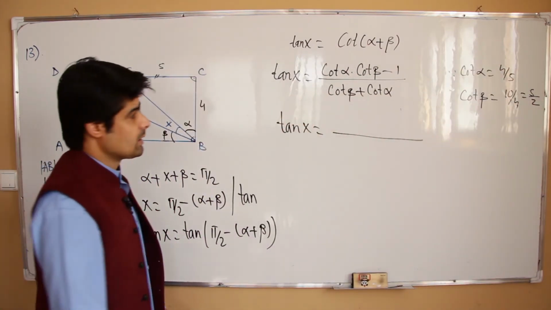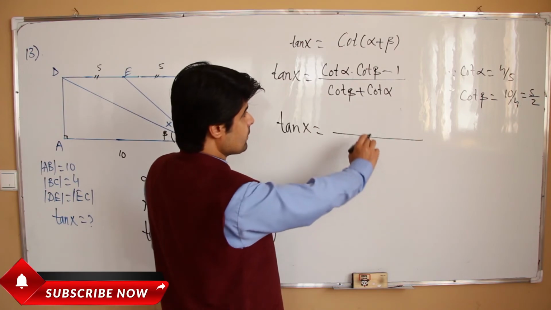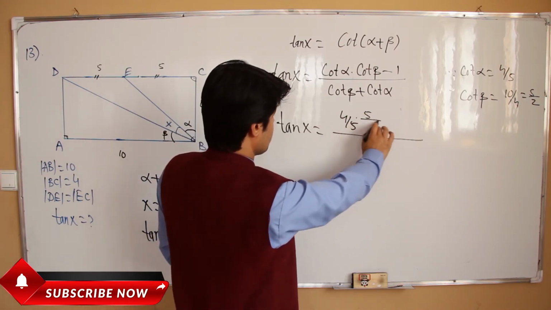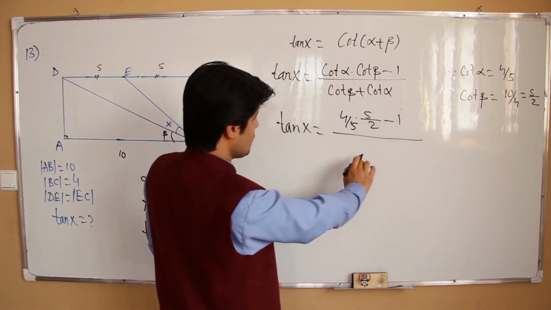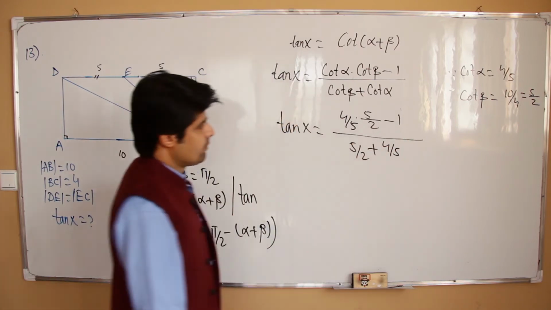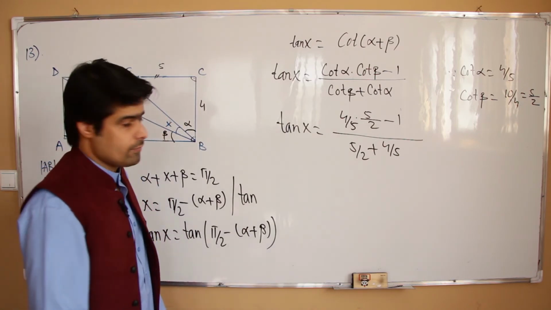Am I right? Yes. Now cotangent of alpha is 4 by 5. Cotangent of beta is 5 by 2 minus 1, and 5 by 2 plus 4 by 5. I think you have got it.